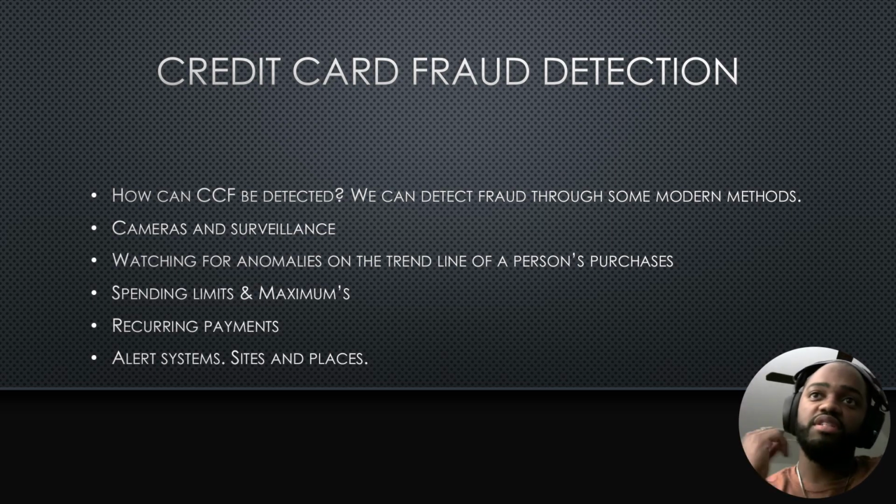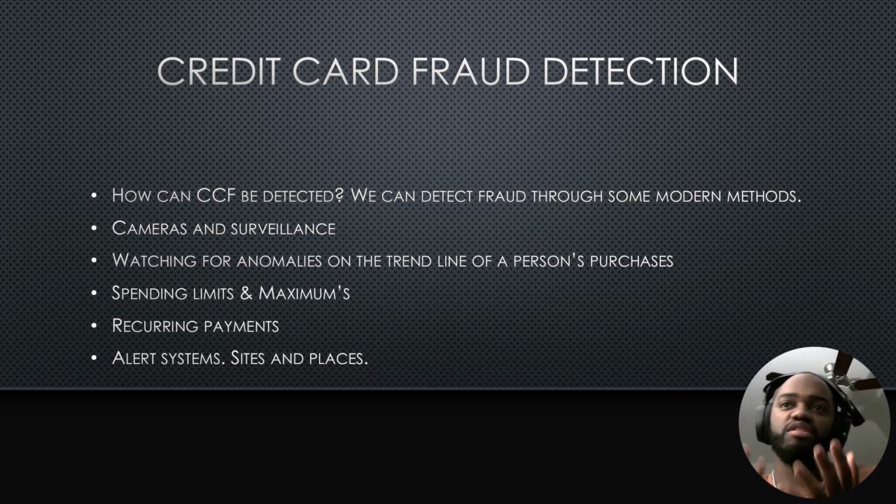But another one is going to be spending limits and maximums. This kind of goes hand in hand with the alert system, but it isn't exactly that. Your spending limits and maximums could be something along the lines of, let's say a person has a limit set on their card of 1,500. Now a person would know their spending limit.